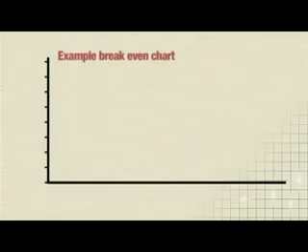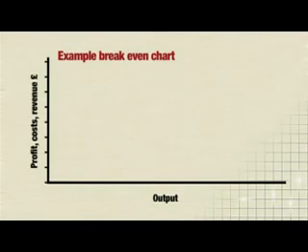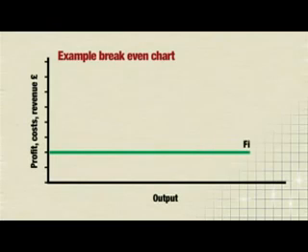First, give the chart a title. Next, plot output on the horizontal axis here. Then plot revenues, costs or profits on the vertical axis here, and label them both. Then draw on the fixed cost line. This will always be a straight horizontal line because the fixed costs don't change.